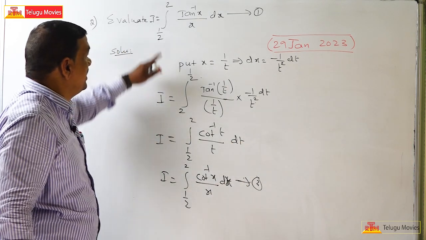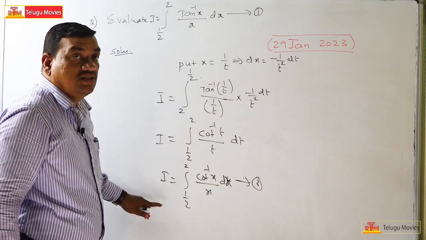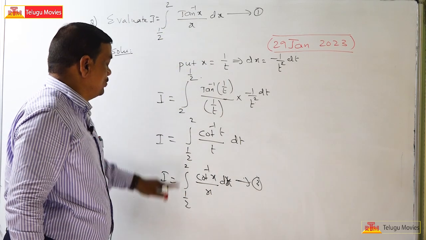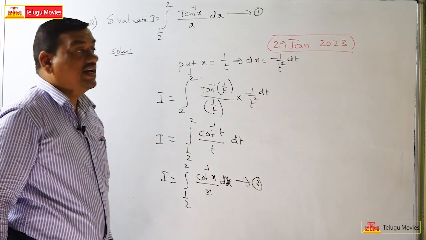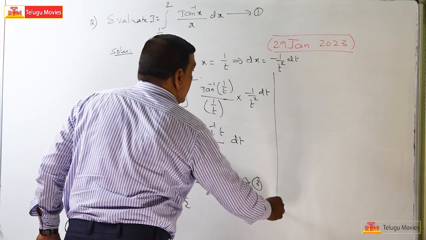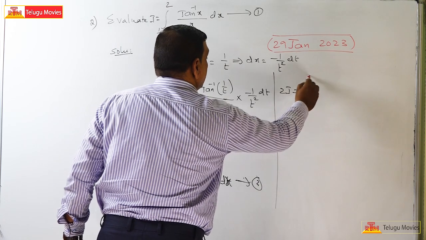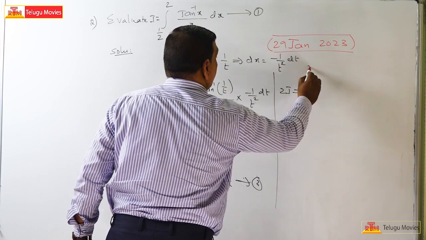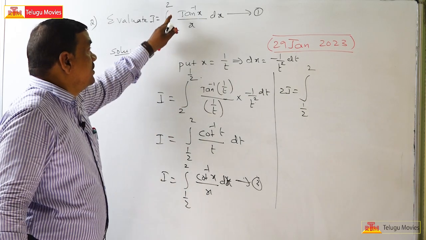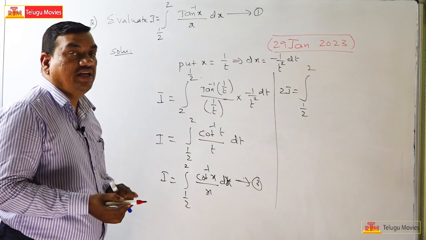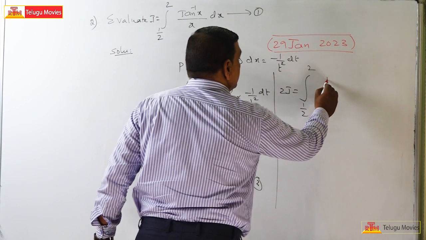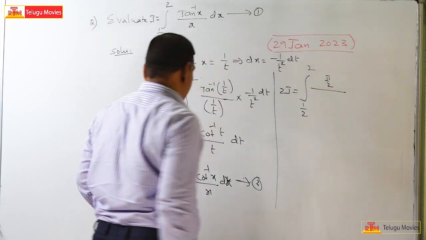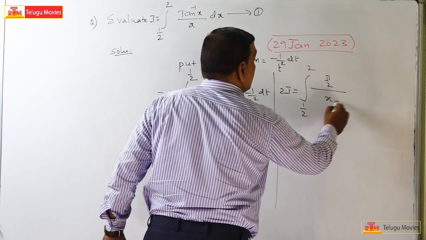Now see here. So this is the first equation, and this is the second equation, from 1 by 2 to 2 of tan inverse of x by x and cot inverse of x by x dx. So I plus I, 2I is equal to the integral from 1 by 2 to 2 of tan inverse of x plus cot inverse of x, adding both the equations. We know that tan inverse of x plus cot inverse of x is pi by 2, so this is equal to pi by 2 by x dx.